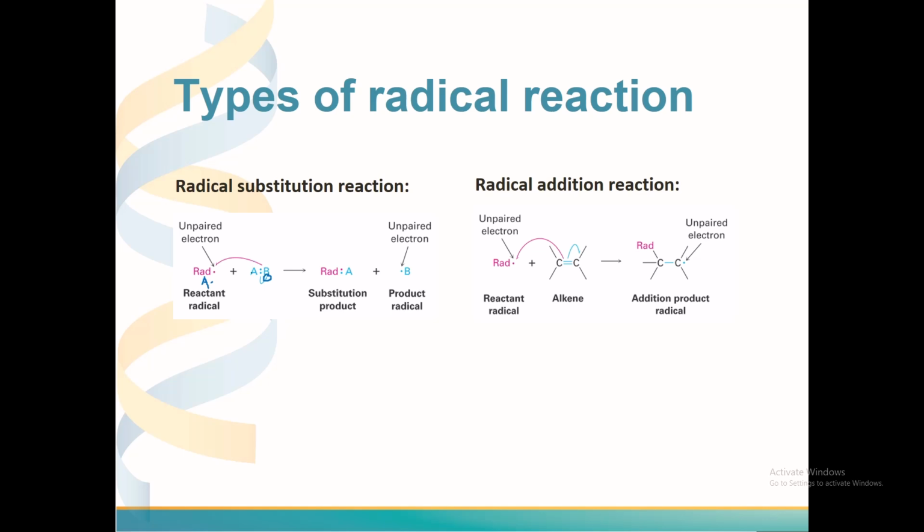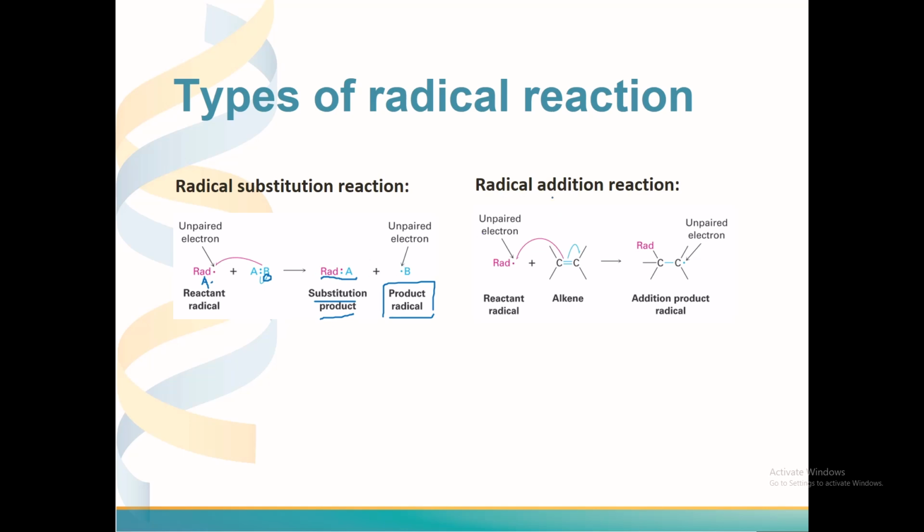So in this case, you're going to substitute. Just like the substitution reaction, you're substituting the species. In this case, you're substituting B with the radical. So you get a new product, a combination between A and the radical reactant, which is the substitution product. And then you still have a product radical. So it leaves as it is.